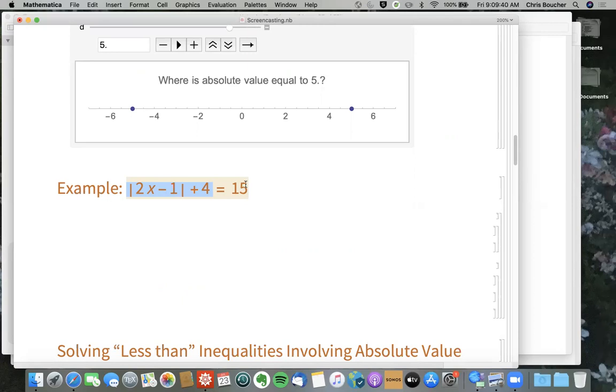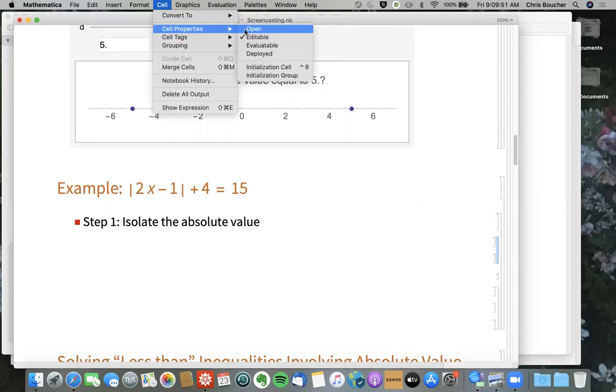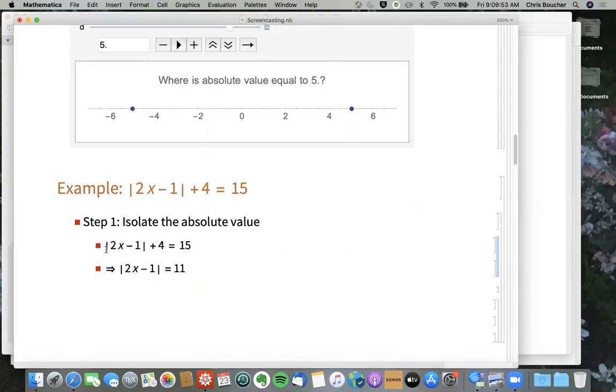I'm going to do this in a 2-step process. The first thing I'm going to do is isolate the absolute value, right? So I'm going to do some algebra to isolate the absolute value, and here's what that algebra looks like. So I start with the original, I subtract 4 from both sides, and that gets me here. And when I say isolate the absolute value, I just mean make one side of the equation just the absolute value with nothing else going on.